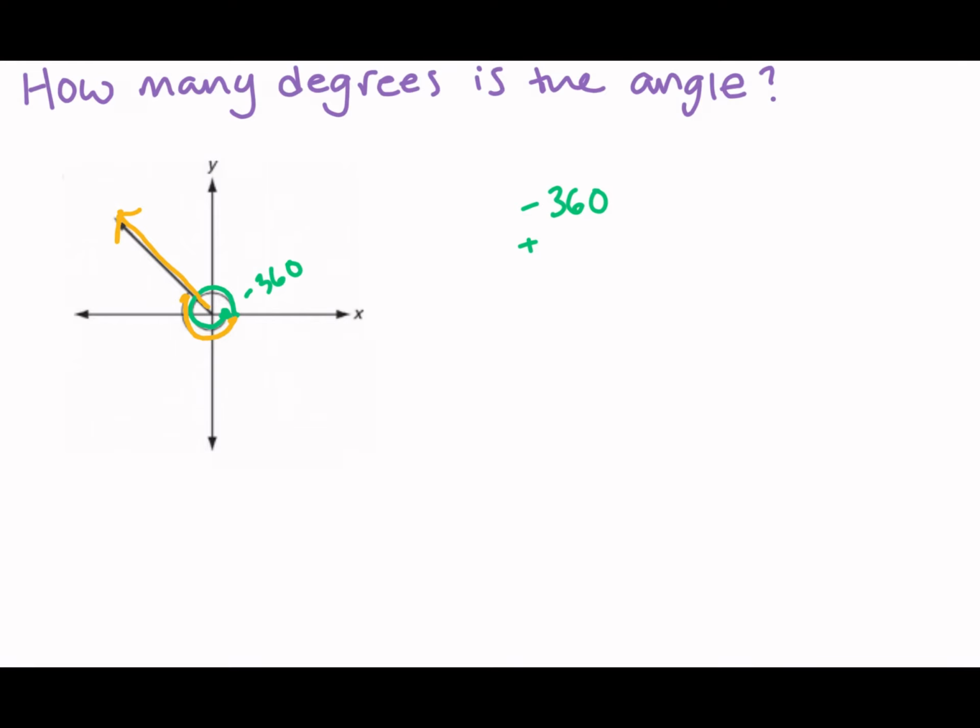So since it's negative, we count each quadrant by 90 degrees. So right here, the x-axis, that's 0 degrees. And then here's negative 90 degrees, negative 180 degrees, and negative 270 degrees. So notice our angle lands right in the middle of negative 180 and negative 270. So each quadrant is 90 degrees, so that means that half of the quadrant would be 45 degrees. And notice that the angle lands exactly halfway between negative 180 and negative 270.